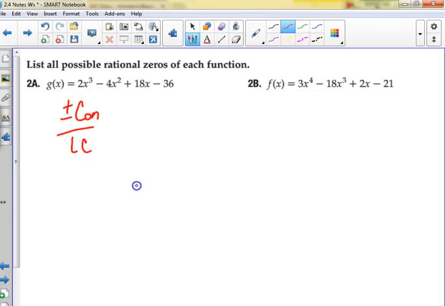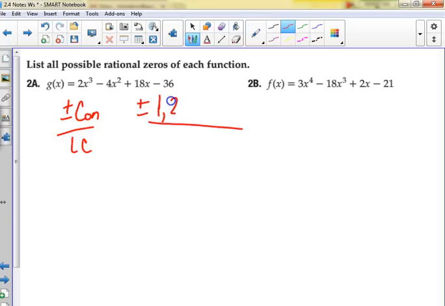Let me write that down one more time, okay? So it's plus or minus all the factors of what? 36 is the constant, yes? Do you not have this one? Okay. Oh, just help me out then. What are the factors of 36?